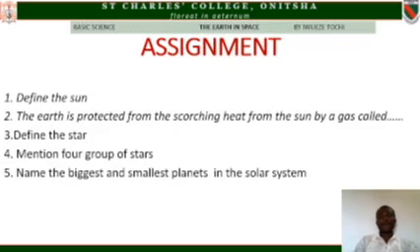Now, having come to the end of the lesson, I want to use this assignment to test your understanding. Number 1, define the sun. The earth is protected from the scorching heat from the sun by a gas called dash. Define the star. Mention 4 groups of stars. Name the biggest and the smallest planets in the solar system.